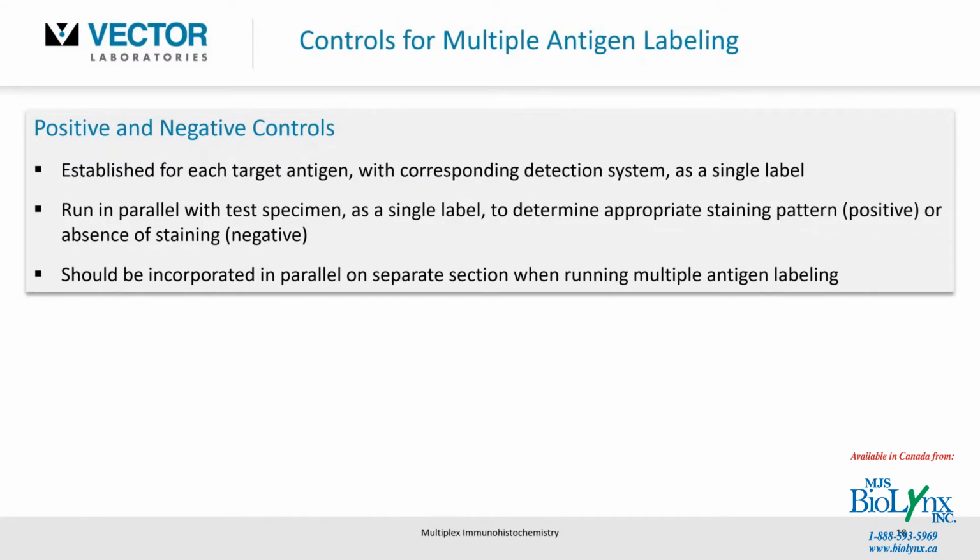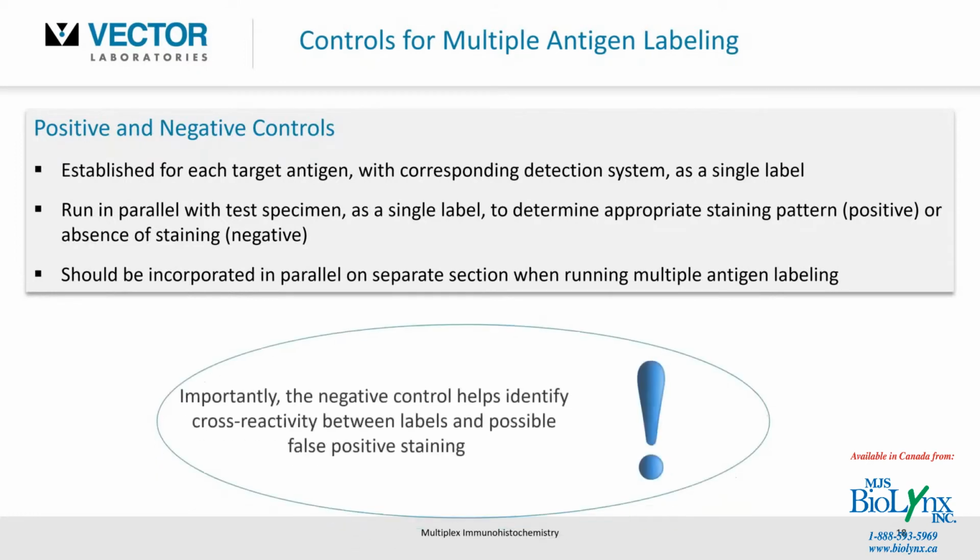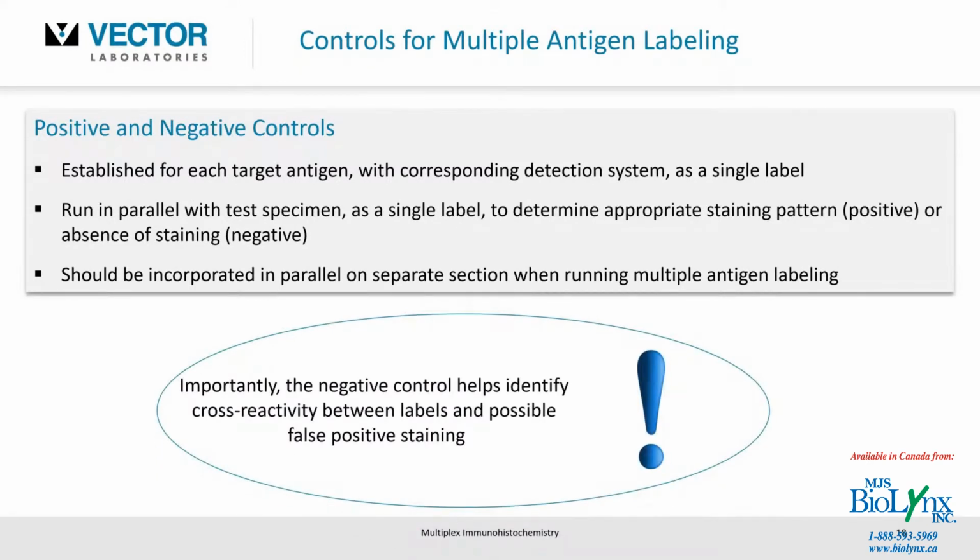Make sure you can repeat it, obviously several times, but nonetheless, it hopefully underscores why you should introduce these controls in your system. Importantly, though, a negative control, and I'll just read from the slide, helps identify any potential cross-reactivity between the labels, say first and second, for example, and any false positive staining that you might be reporting on. Obviously, you don't want to go off on a tangent on false positive staining. Again, this underscores the importance of using these negative controls.